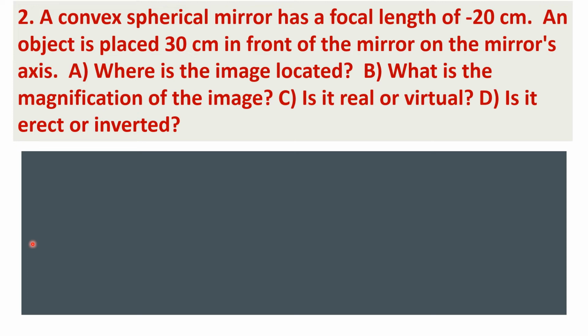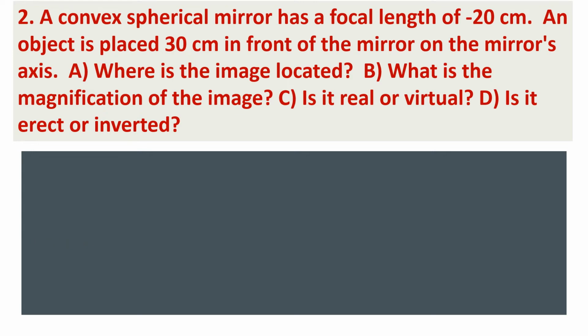Our second example, we have a convex spherical mirror with a focal length of -20 centimeters. An object is placed 30 centimeters in front of the mirror on the mirror's axis. Letter A, where is the image located? Letter B, what is the magnification of the image? Letter C, is the image real or virtual? Letter D, is the image erect or inverted?